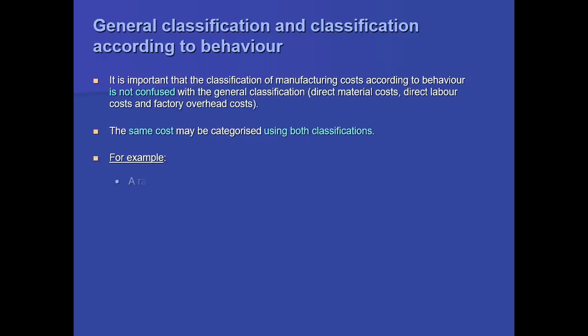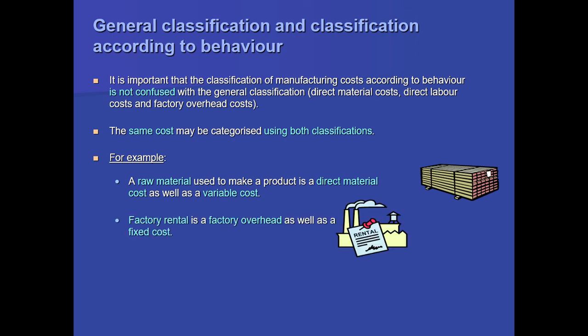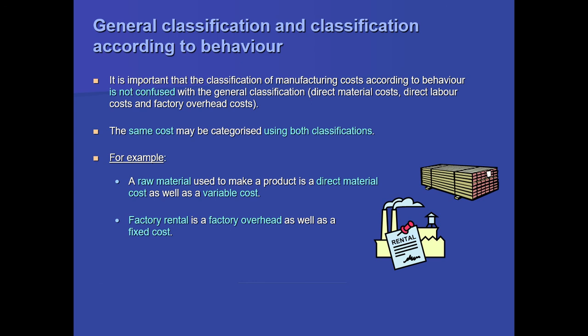And then I did talk about cost classifications. I can simply say raw materials, direct material and direct labor fall under variable cost, and factory rental, which is overhead, will fall under fixed cost. So fixed cost will be your factory overheads. Variable cost will simply be your direct material and your direct labor, which are your prime cost.